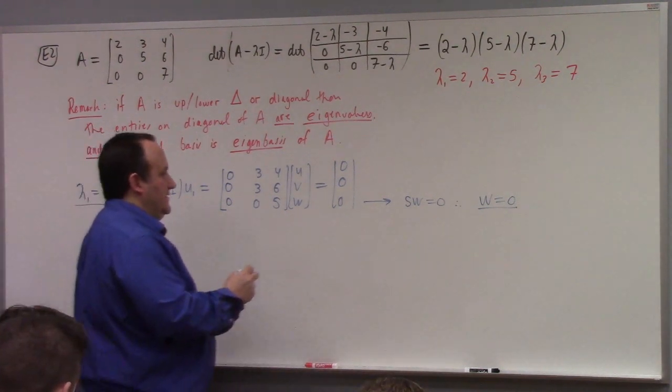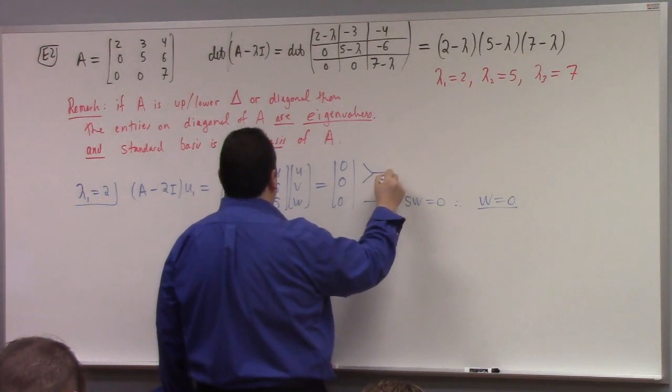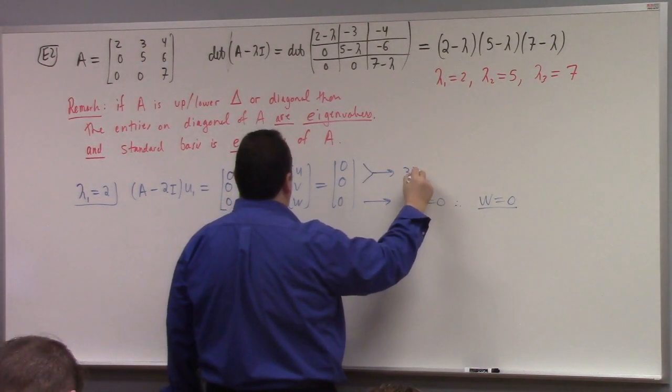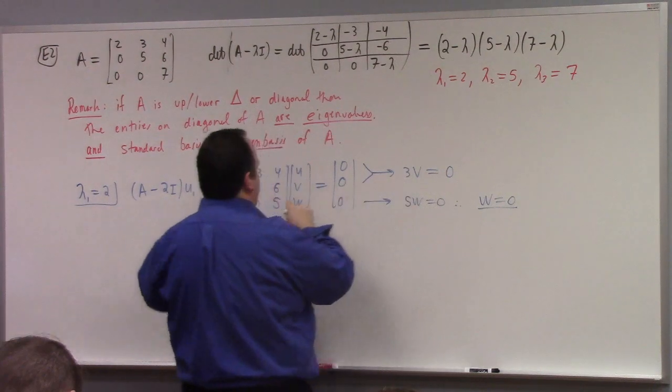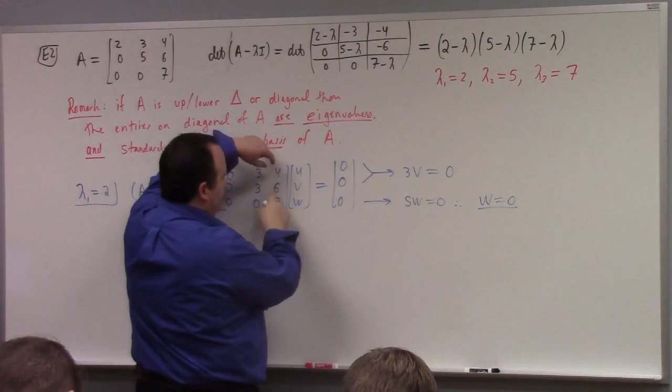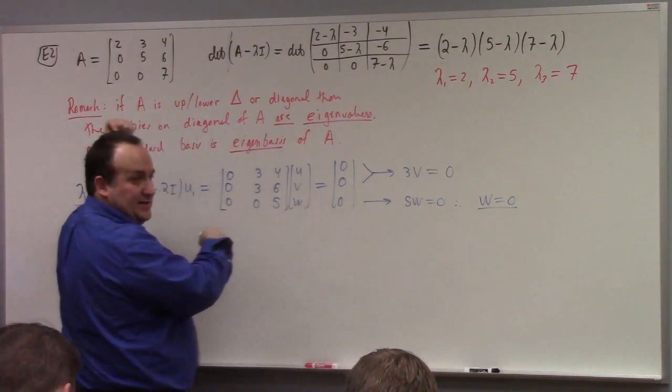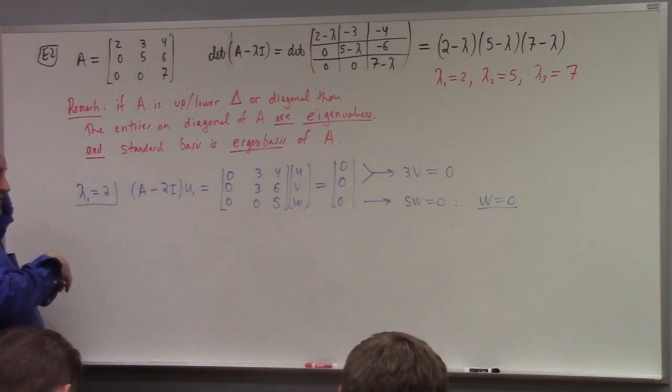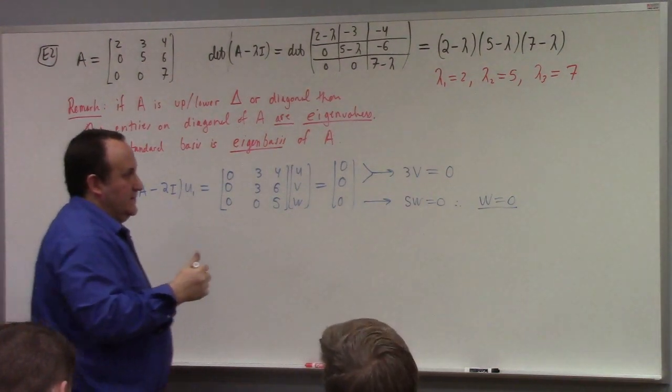And then the next two equations both tell me basically that 3 times v is equal to 0. Because we know that w is equal to 0 in our solution, the 4 and the 6 go away, when you think about it, right? So that just lands you with v equal to 0.